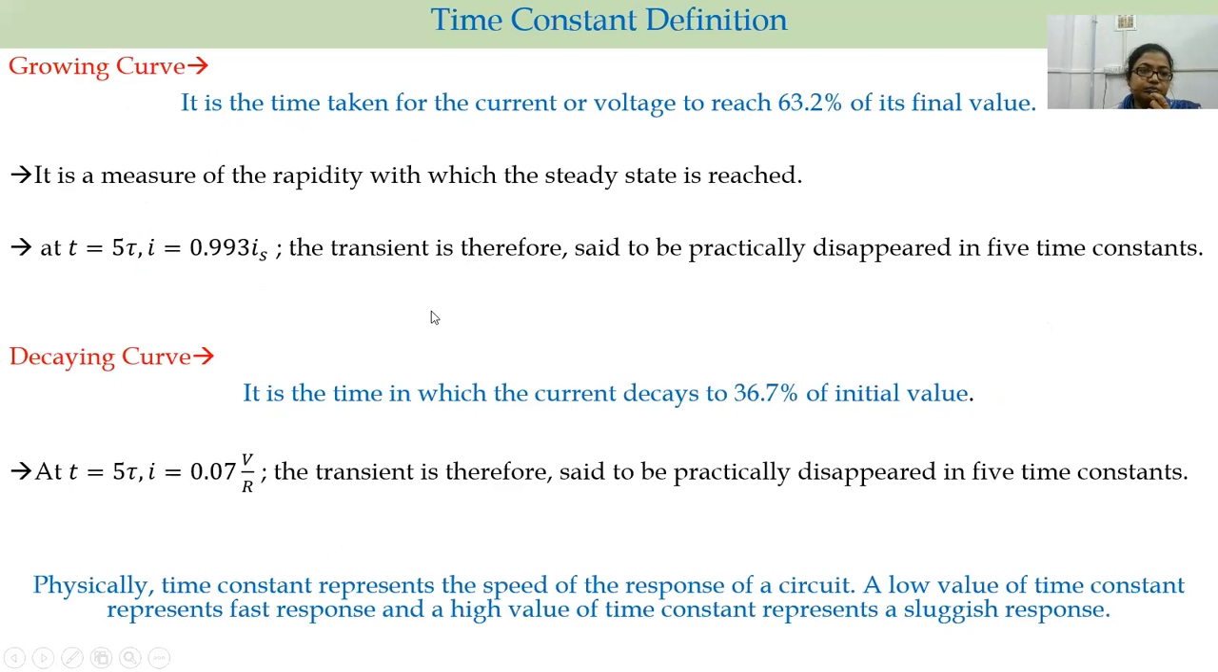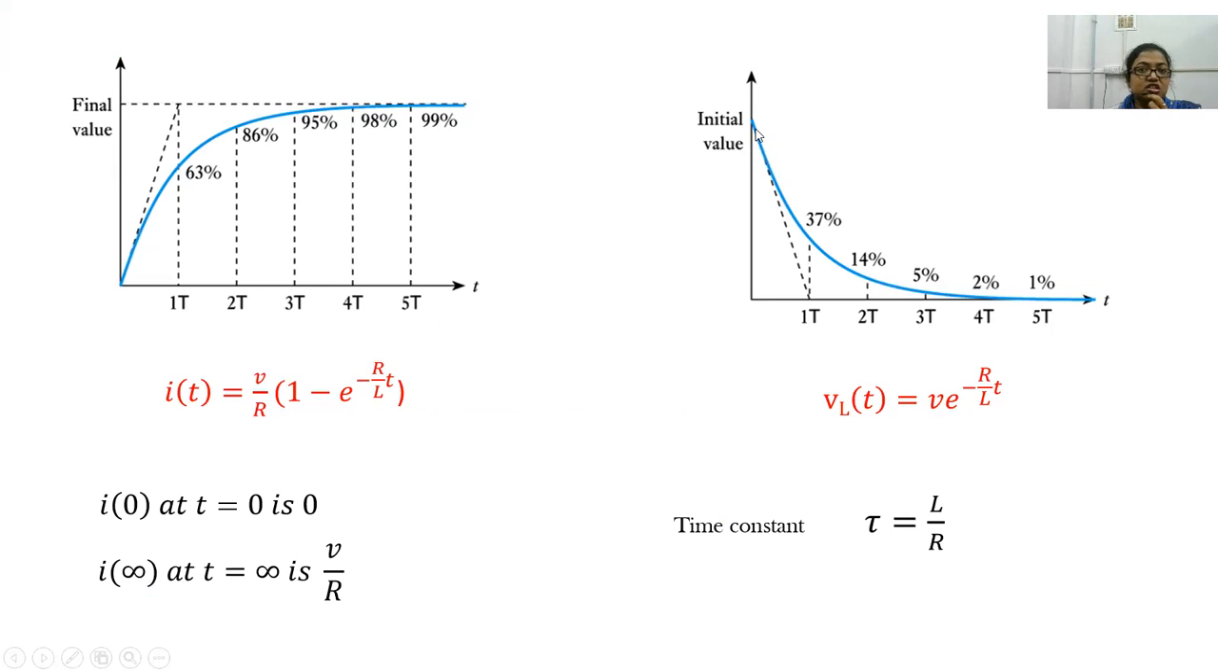And for the decaying curve, it is the time in which the current decays to 36.7% of the initial value. Here you have to consider the initial value, you can't consider the final value because the final value reaches zero, whereas for the growing curve you always consider the final value because the initial value is zero. So using these two approaches you can find the time constant practically or from the graph.